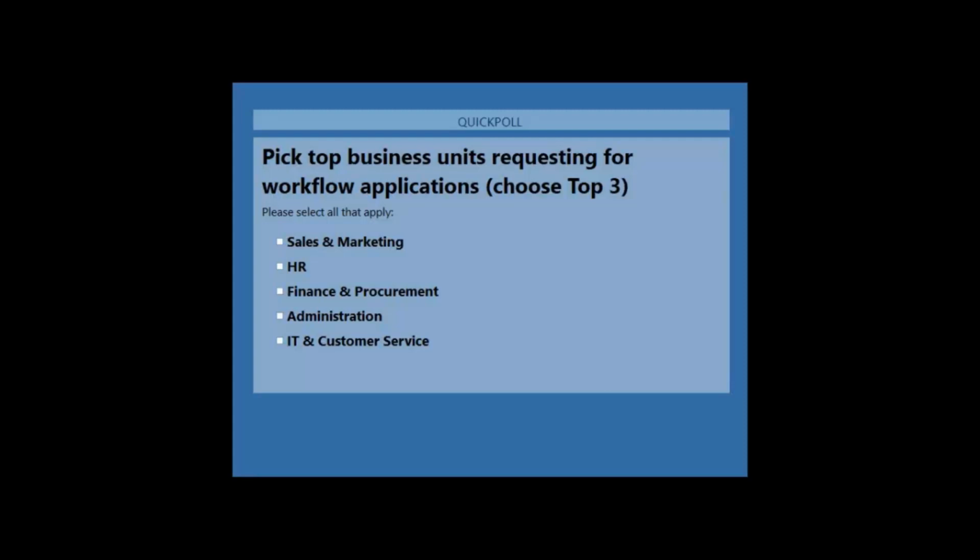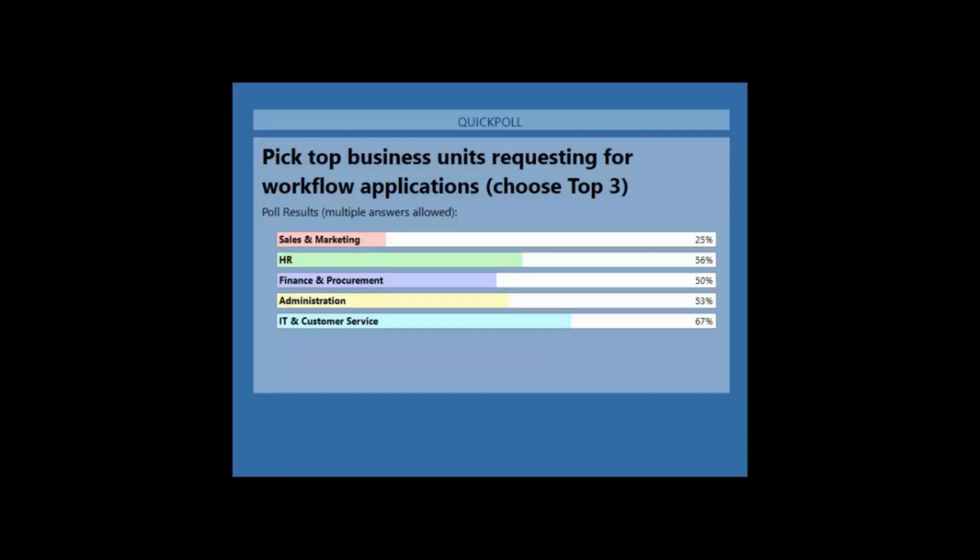All right, we're already over 70% voting, over 80%. Everybody's alive still. That's great. Thank you for your feedback on this poll. I'm going to share the results. Somewhat evenly divided: sales and marketing at 25%, HR at 56%, finance and procurement at 50%, administration at 53%, IT and customer service at 67%.